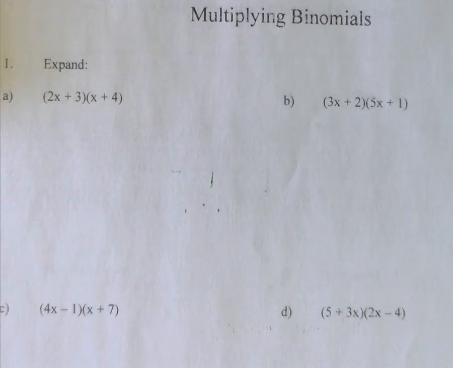Okay, we're going to look at multiplying binomials today. So a binomial is something that has two terms. Okay, and they have to be two different terms. They can't be like terms because then it creates something a little bit different. So we're going to look at multiplying binomials.